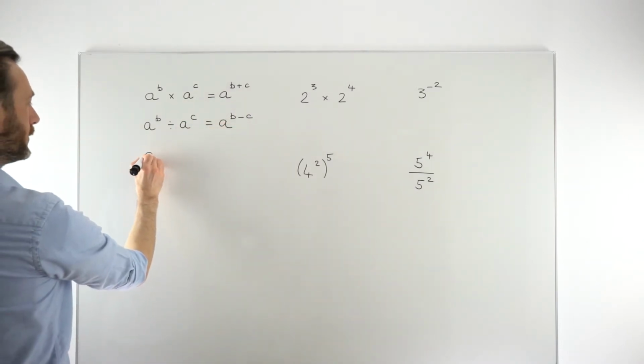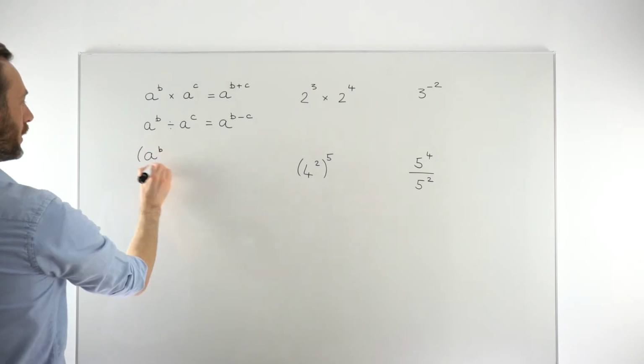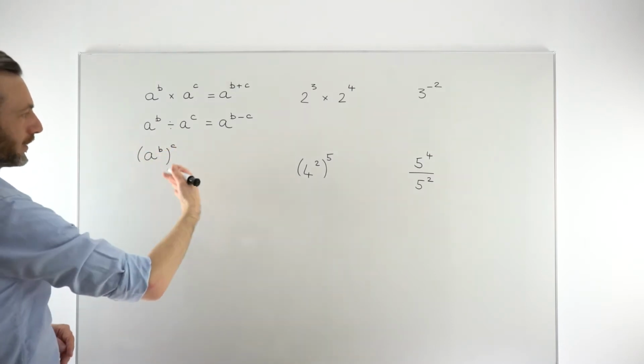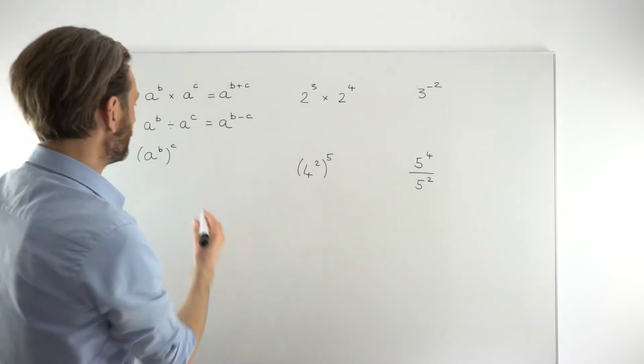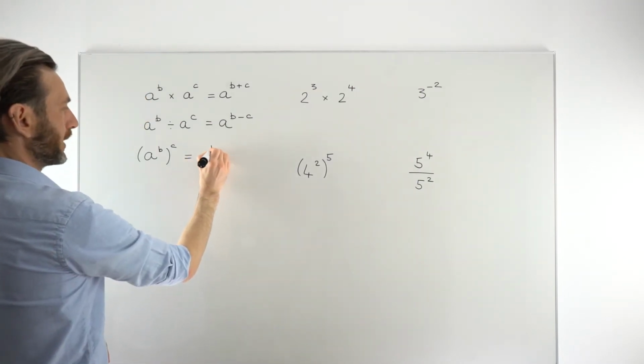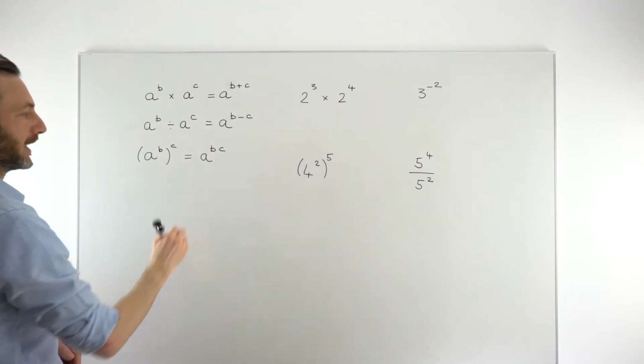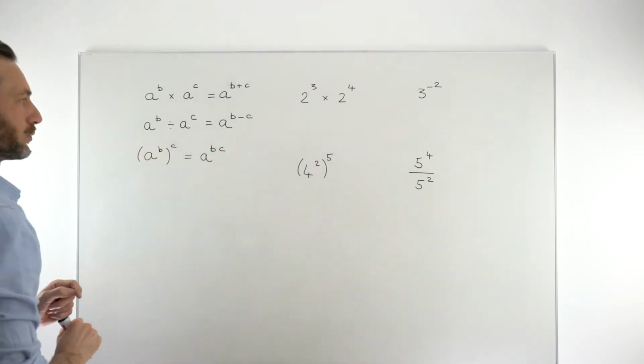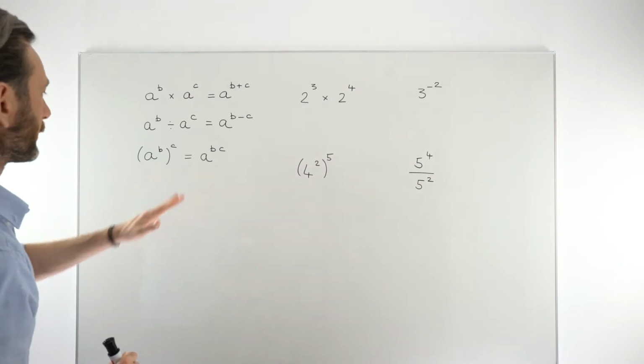The next rule: if you've got a power in a bracket with another power, sometimes called a power on a power, then in that scenario, you just multiply the 2 powers. So a to the power of b times c. And again, that one goes back the other way as well. So those are probably our 3 primary rules.